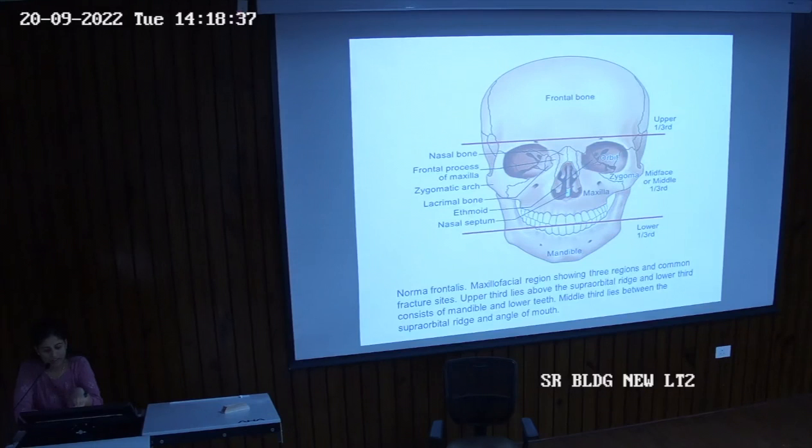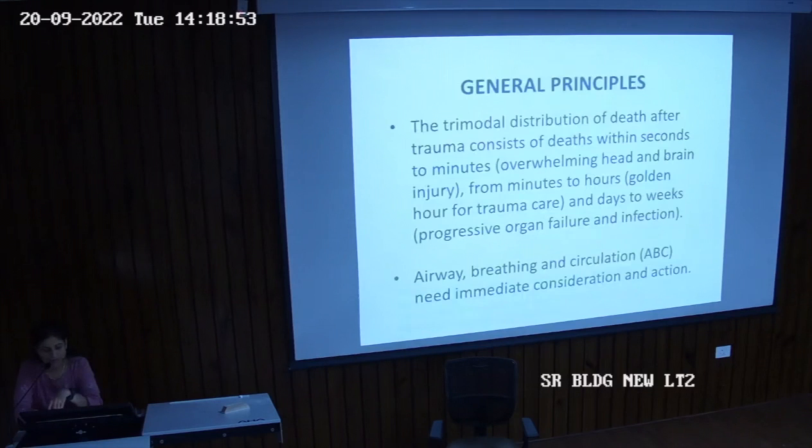If you see a line, that is the supraorbital foramen. The line which joins the supraorbital foramen of both sides is the supraorbital ridge. And below is the mandible, and a horizontal line which passes at the ramus. So that is the upper one-third, middle one-third and lower one-third.